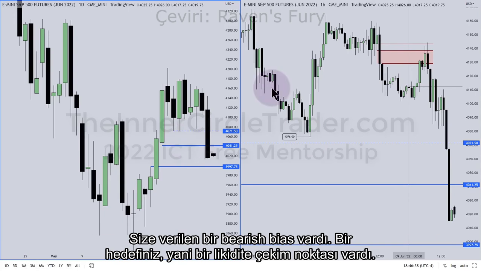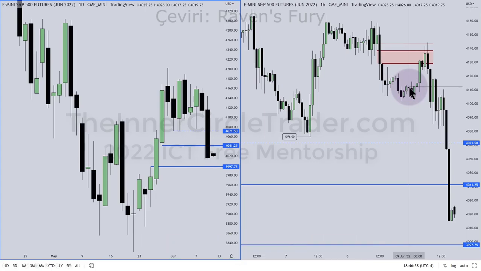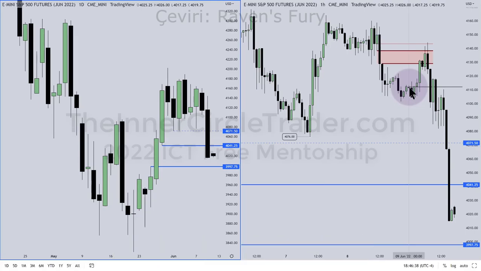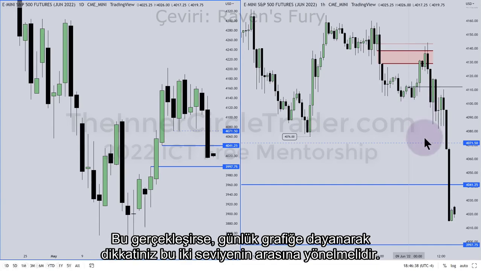You had an objective, a draw on liquidity, and in the chart here, I'm showing you the framework for the daily range. The opening price at midnight. I teach that typically if there's going to be a down day, which is what I was suggesting, before the market opens at 9:30, we would see a bearish day and look for a draw to 470. If that occurs, your attention should be down between these two levels here, based on that daily chart.